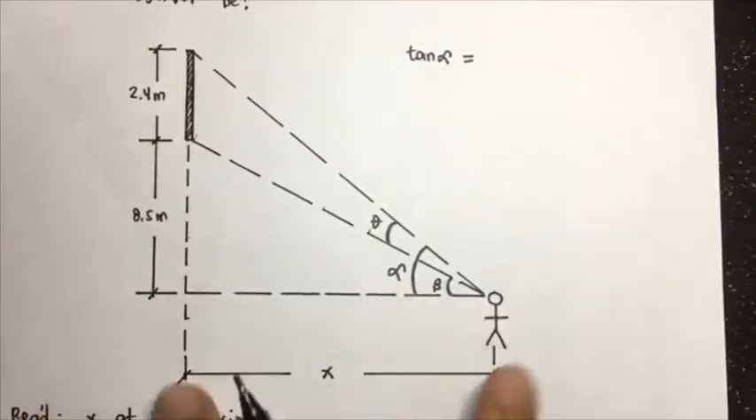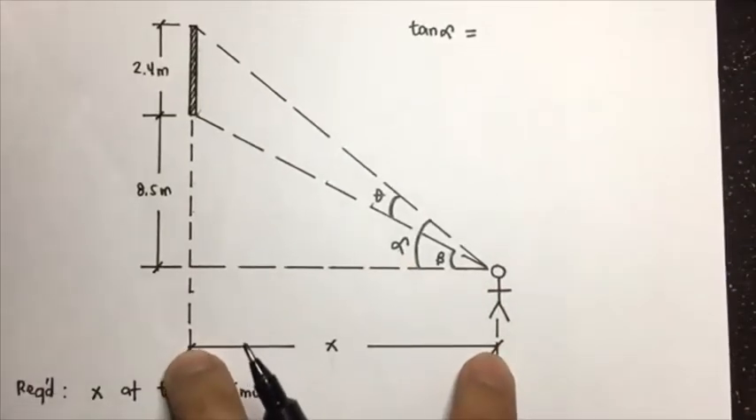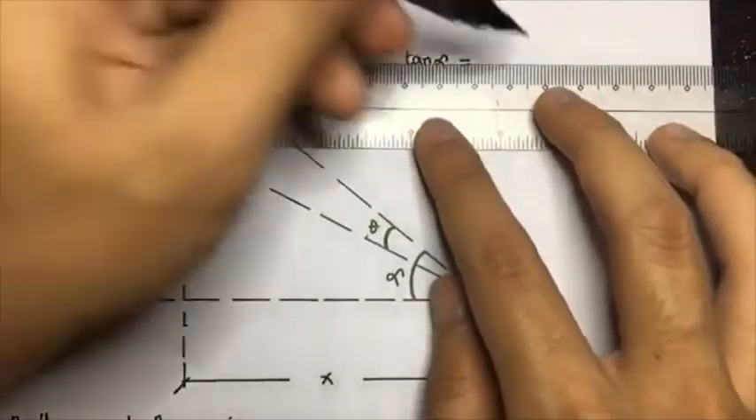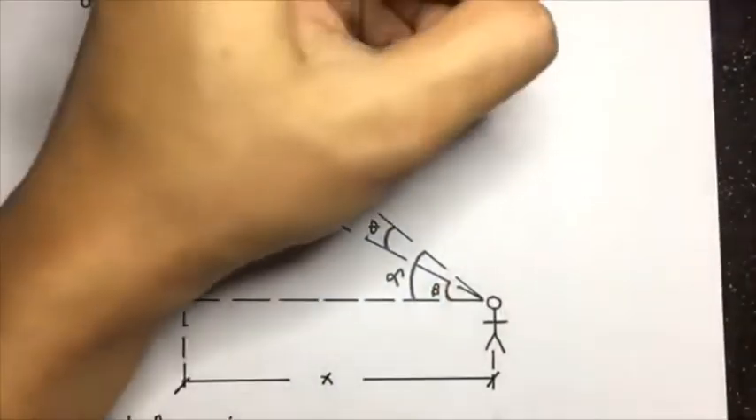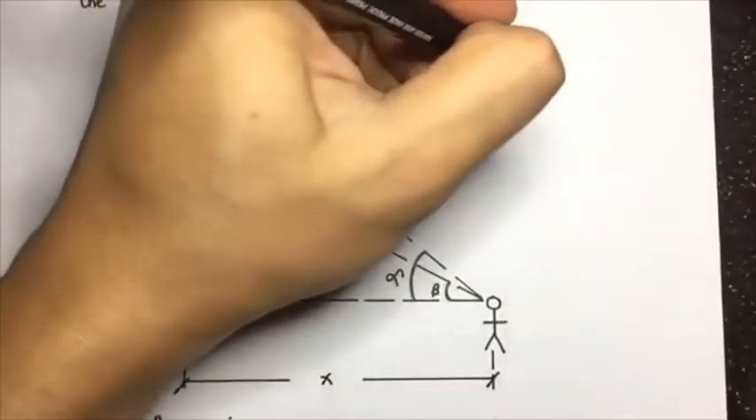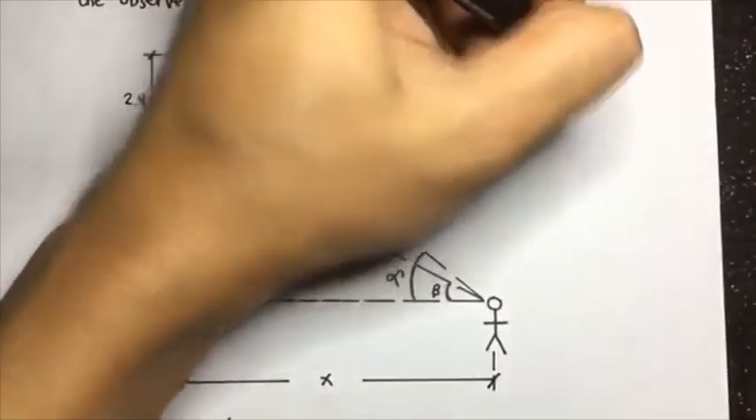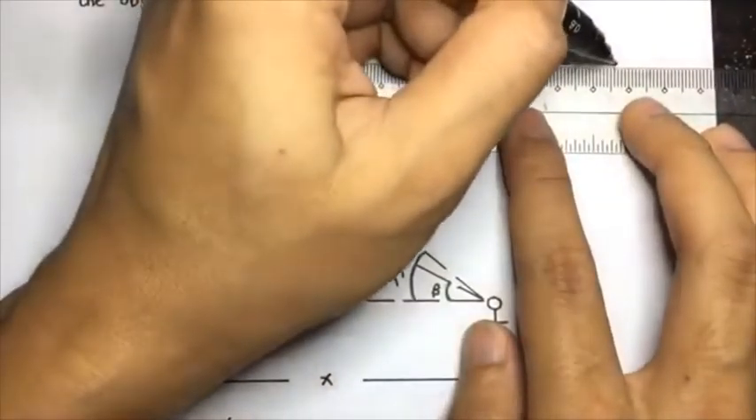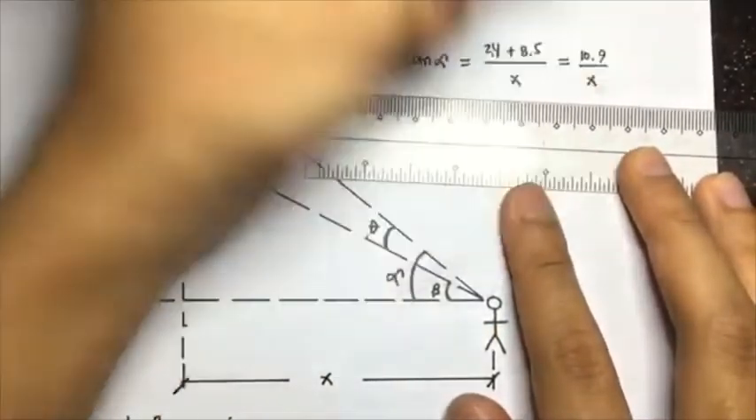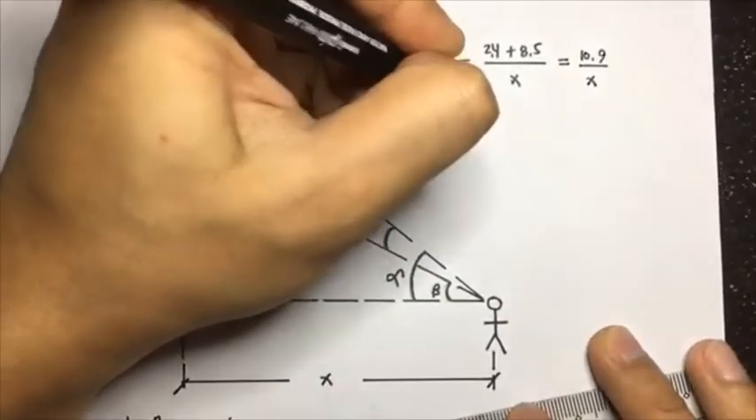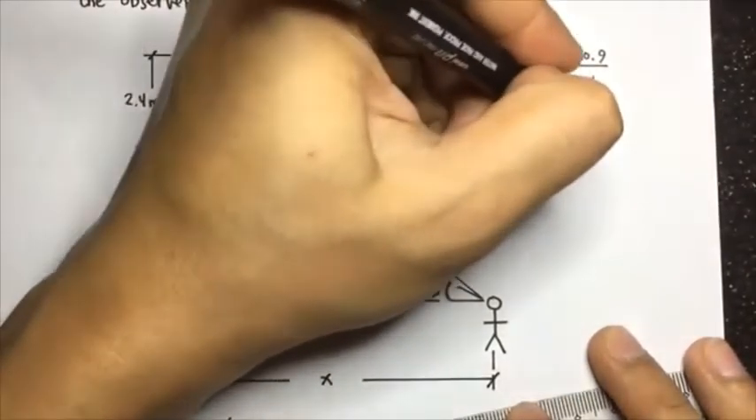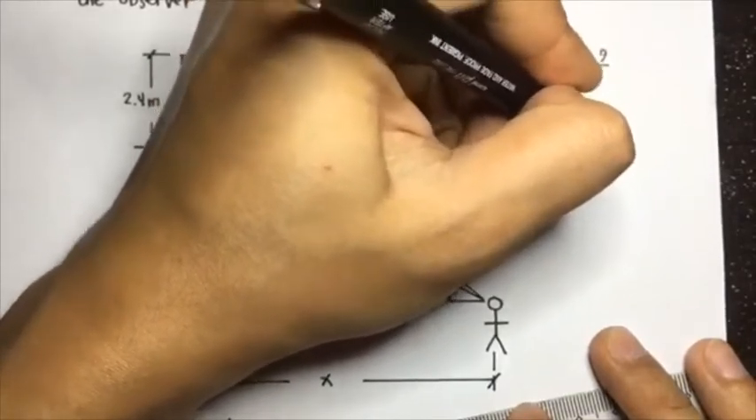And we have x as our adjacent side. Tangent alpha is equal to opposite over adjacent. So our opposite side is 2.4 plus 8.5, over x, or that is equal to 2.4 plus 8.5, that is 10.9, over x. Therefore, our alpha is equal to arctangent of 10.9 over x.